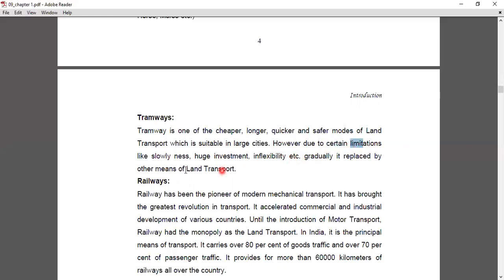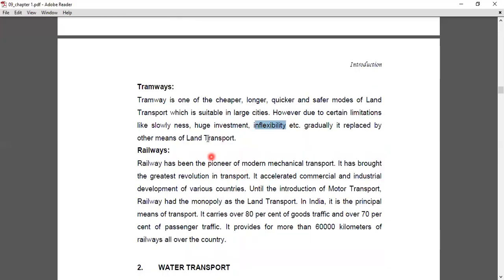Tramways have certain limitations like slowness, huge investment, and inflexibility, in that proper tracks have to be laid on the roads. So modification of the routes and extension of those routes are very costly and very hectic. Due to that inflexibility, people are not using them frequently to reach their destination from their origin, so gradually they were replaced by other means of land transport.